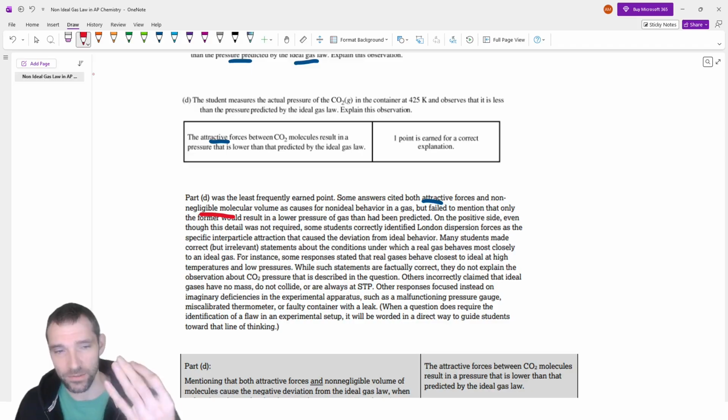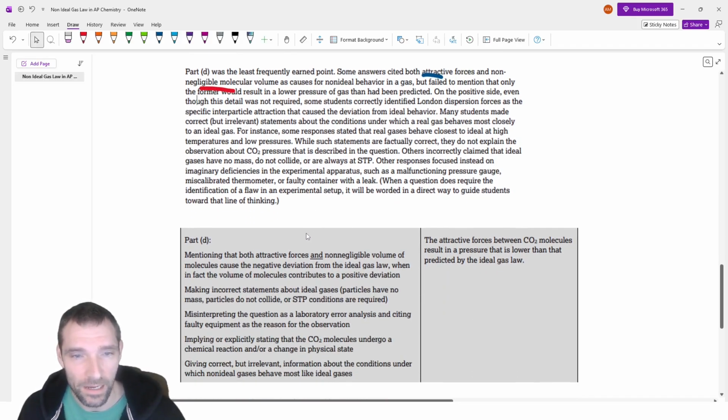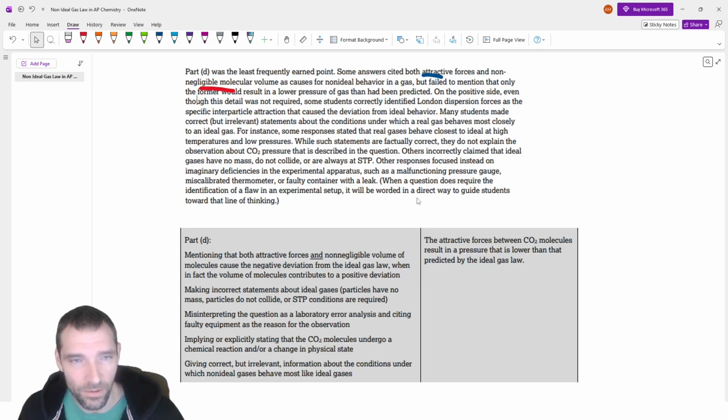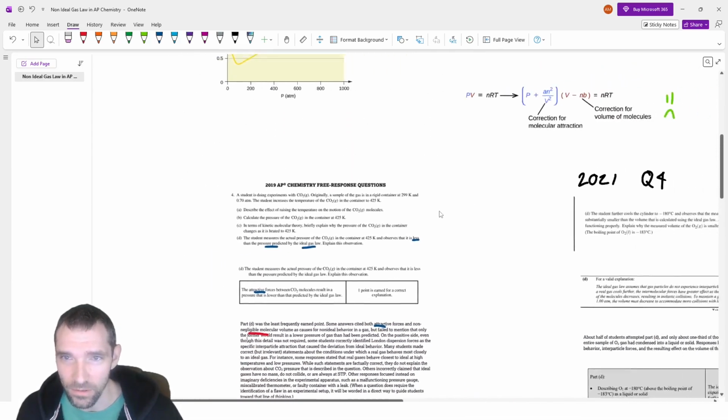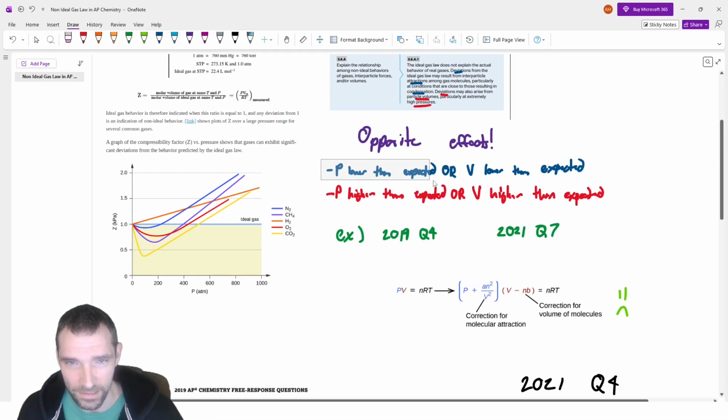Some students had some other things that they did incorrectly. This is from the chief reader report. This is kind of a summary of it, and this is stuff that people did wrong that lost them points. So that's the main idea: don't just state both of these things, because you're going to lose points doing that. You need to know which one is going to have the effect, in terms of one causing a lower pressure, one causing a higher pressure. That's what we're seeing here. So the pressure was lower than expected, so attractive forces is the appropriate answer there.